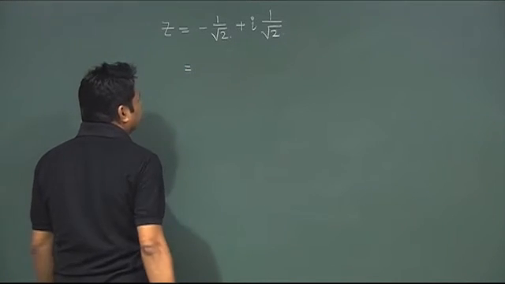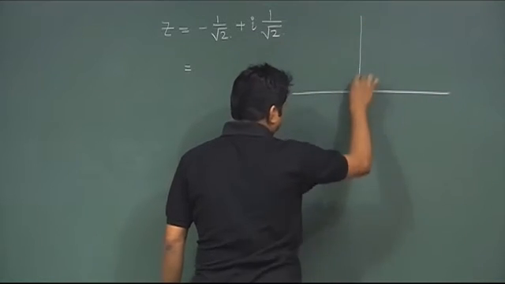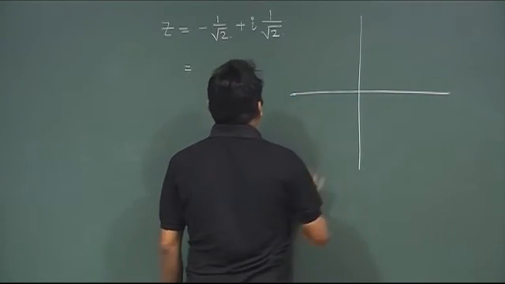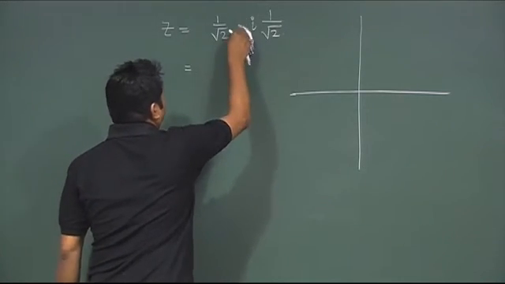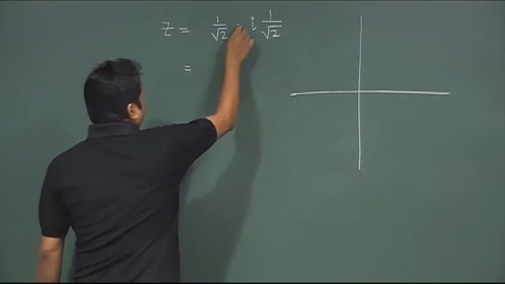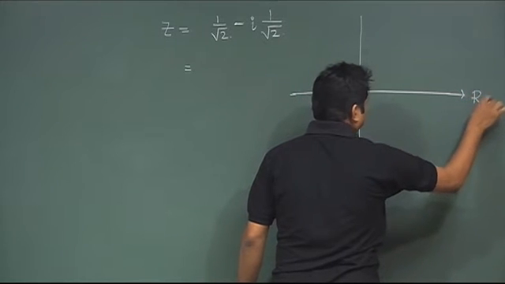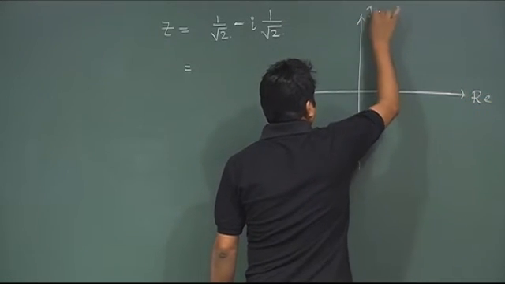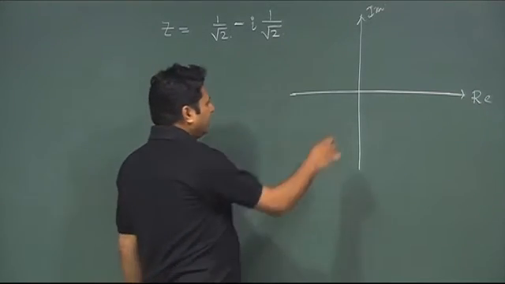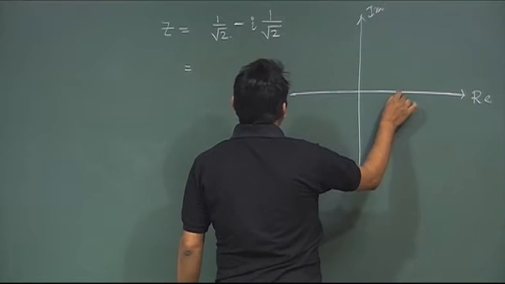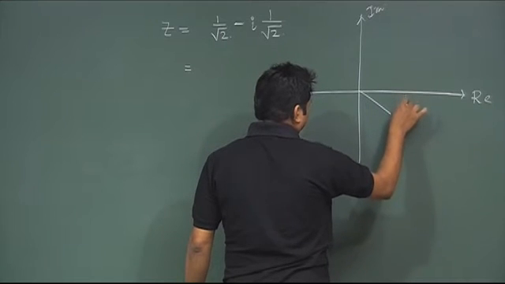You can readily figure out the point. Let me first figure out the point. Let me change slightly, it will not be this one, let me put minus, then it will be easier. So, this is my real axis, this is my imaginary axis. I want to locate this point, which is easy: I go along the real axis to 1 by root 2 and the same value I go down. Somewhere here, this is the point.